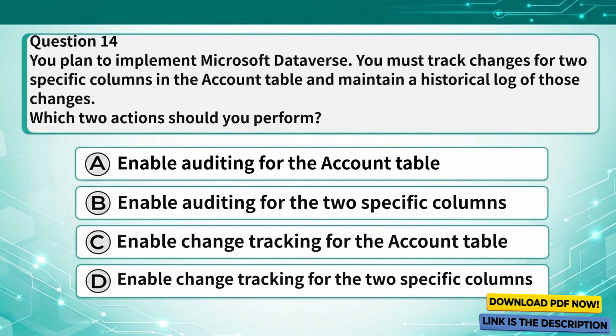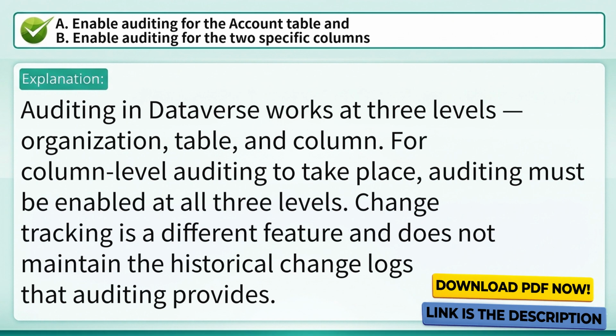Question 14. You plan to implement Microsoft Dataverse. You must track changes for 2 specific columns in the account table and maintain a historical log of those changes. Which 2 actions should you perform? A. Enable auditing for the account table. B. Enable auditing for the 2 specific columns. C. Enable change tracking for the account table. D. Enable change tracking for the 2 specific columns. Correct answer, A. Enable auditing for the account table. And B. Enable auditing for the 2 specific columns.